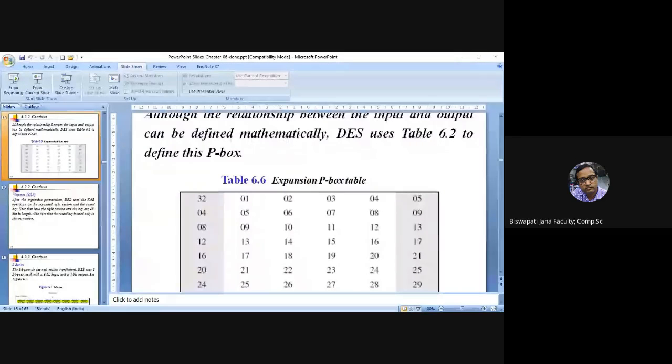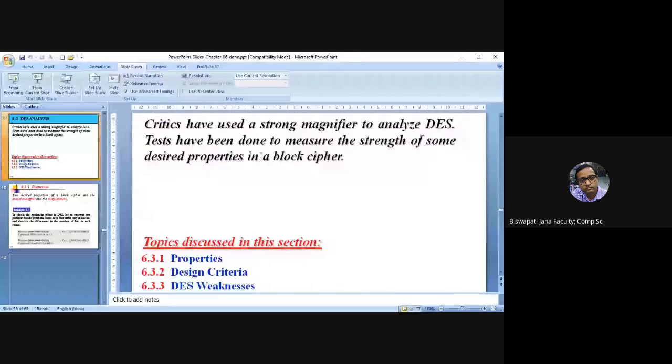Now I will not discuss the DES analysis, because we just have to learn how DES works and how the key generation works. Okay. Now, do you have any questions? Then we can discuss these questions. Have you any question? Do you have any question?